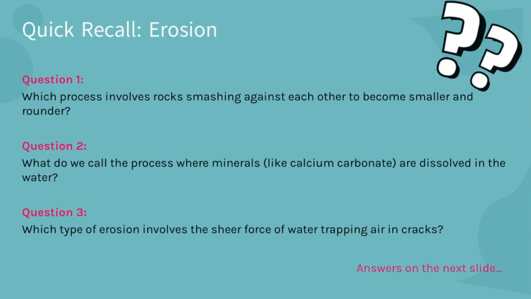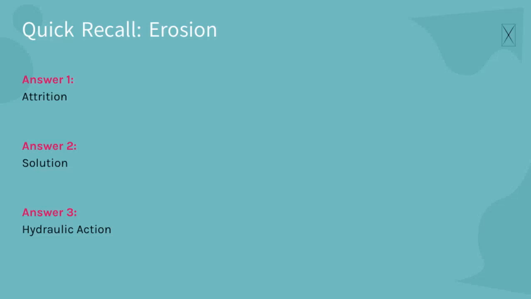Let's do a quick recall from the previous lesson. Question 1. Which process involves rocks smashing against each other to become smaller and rounder? Question 2. What do we call the process where minerals, such as calcium carbonate, are dissolved in the water? Question 3. Which type of erosion involves the sheer force of water trapping air in cracks? Take a moment to think. Remember, one process changes the shape of the load, one process is chemical, and one process uses the force of the water itself. Let's go through the answers.